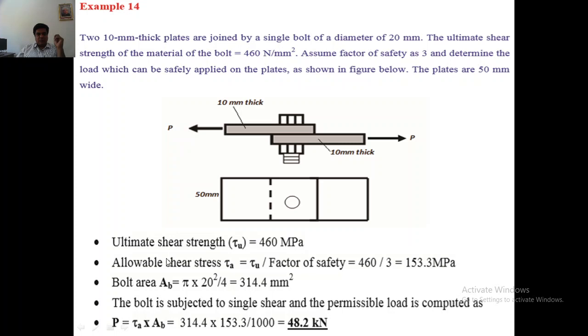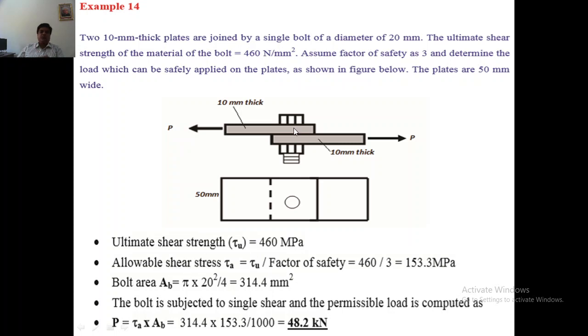So here in the solution, we will first write down the shear strength. Just like ultimate strength in tension, the metal has an ultimate shear strength, and it is given as 460 megapascal, and the factor of safety is given here as 3. When the factor of safety and the ultimate strength of the metal are given, we have to use the design stress or allowable stress. So we can calculate the allowable shear stress.